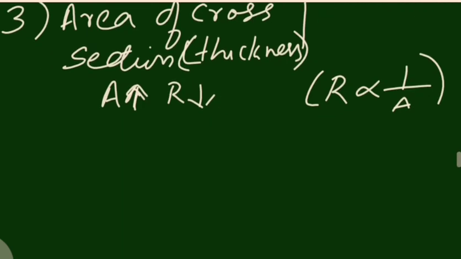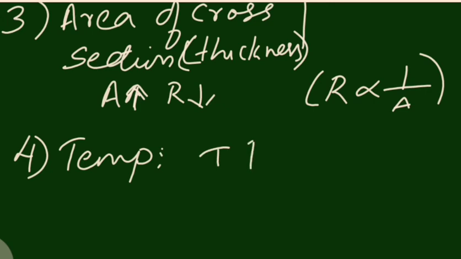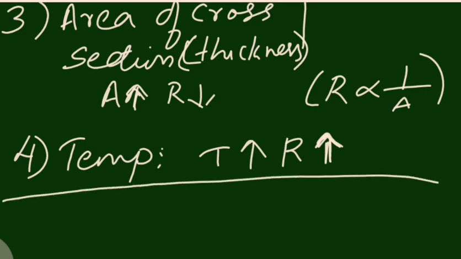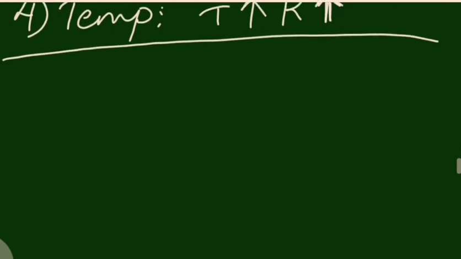And the last factor is the temperature of the conductor. If temperature is more, resistance will be more, because more collision happens due to the more energy attained by the positive ions and electrons. So these are the 4 factors affecting resistance. Now next we will see the unit of resistance.